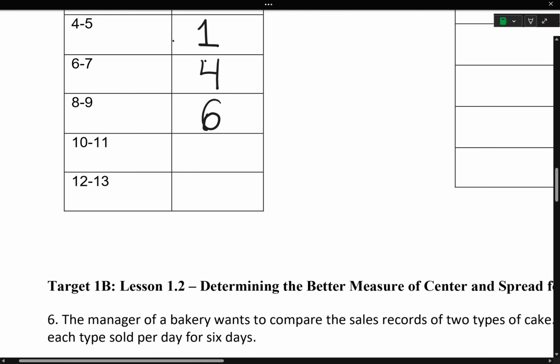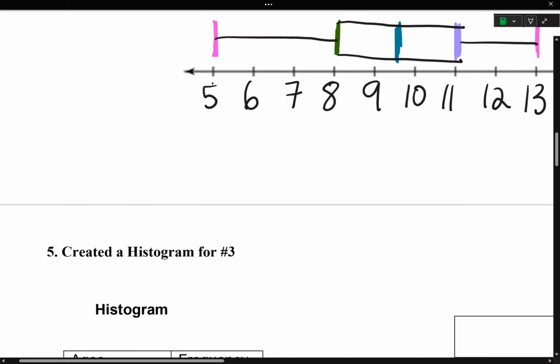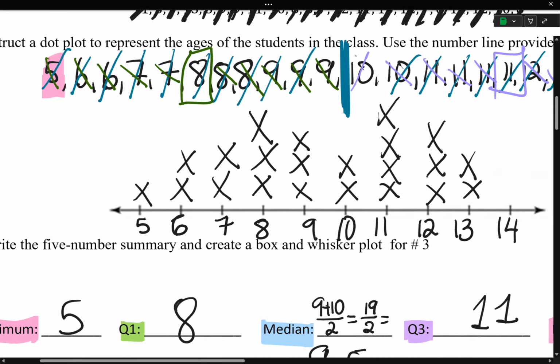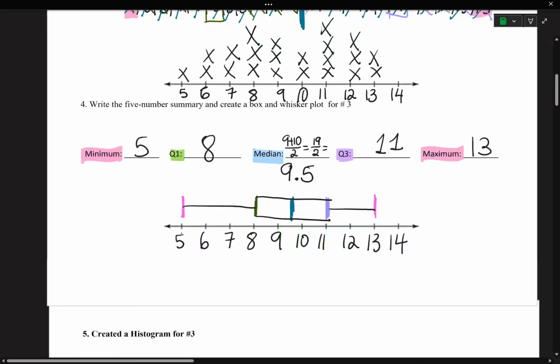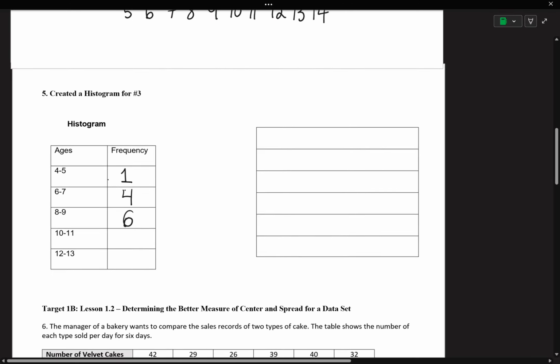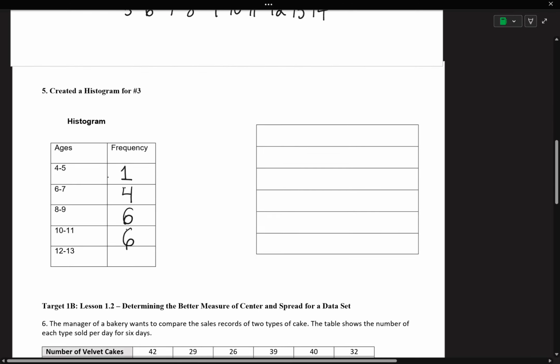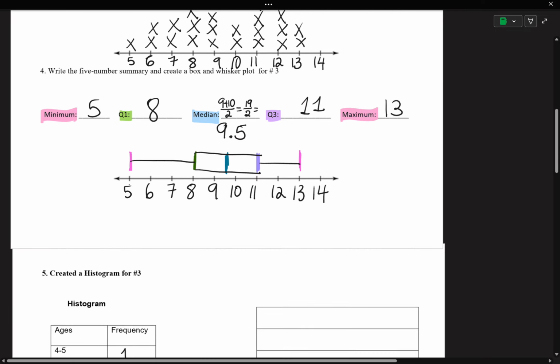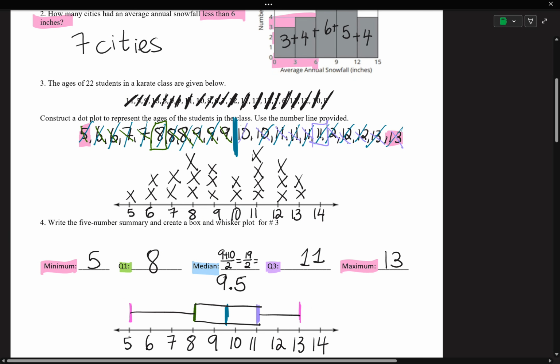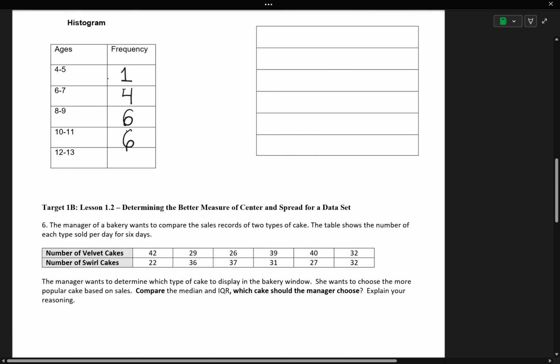Let's see how many 10 to 11-year-olds we've got. Hope I'm not making you dizzy scrolling. We've got 2 and 4, so another 6. And 12 to 13-year-olds, we've got 3 and 2, so that's 5. Okay.